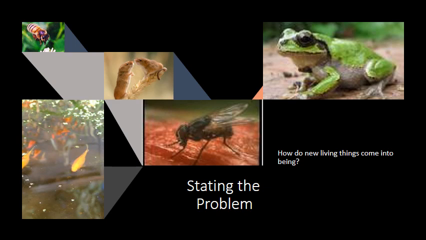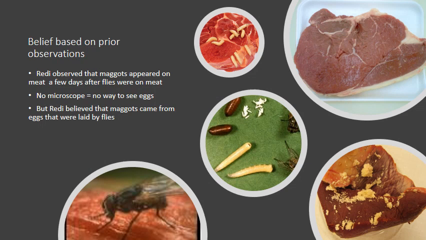So the problem is, how do new living beings come into existence? And he really focused on flies here. And he said, well, maggots appeared on meat after a few days. There's no microscope at the time. They weren't really around. So there's no way to see that there were eggs. But he thought that the maggots came from eggs that were laid by flies.